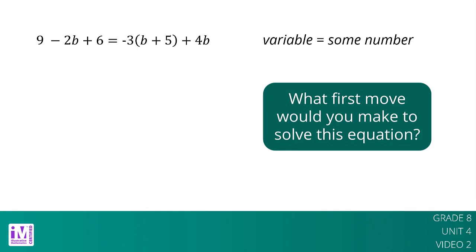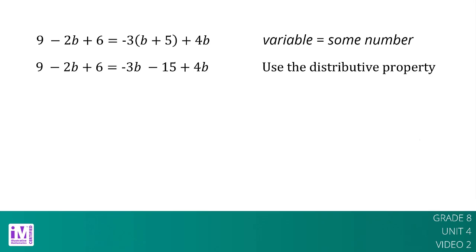Here is a set of steps that some people like to use to solve a linear equation in one variable. First, use the distributive property so that all the expressions no longer have parentheses. Here, negative 3 times the quantity b plus 5 is now negative 3b minus 15.